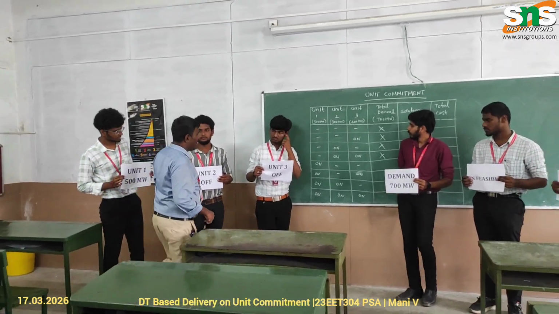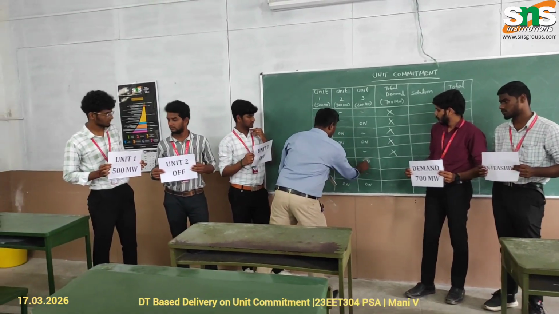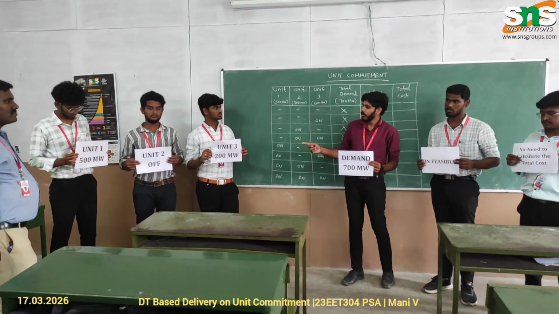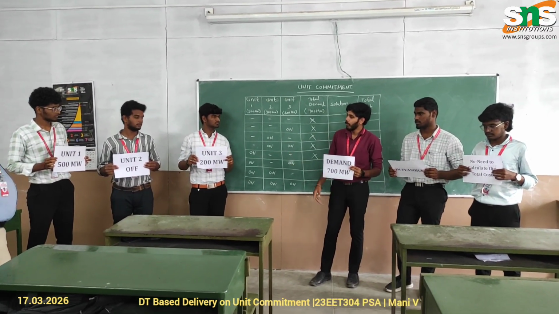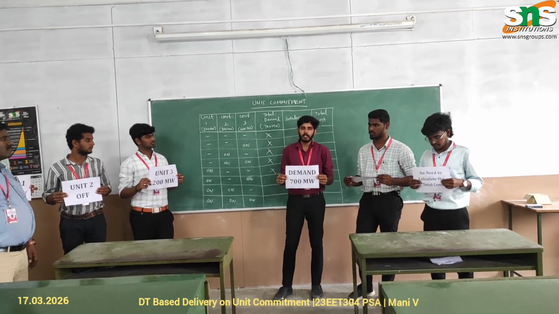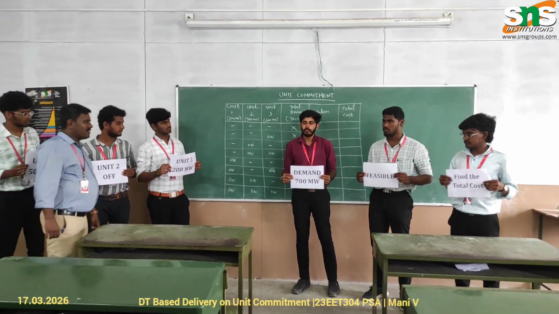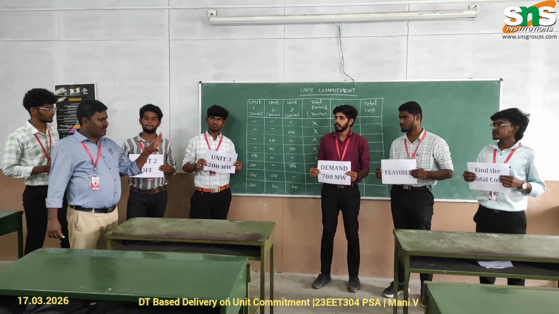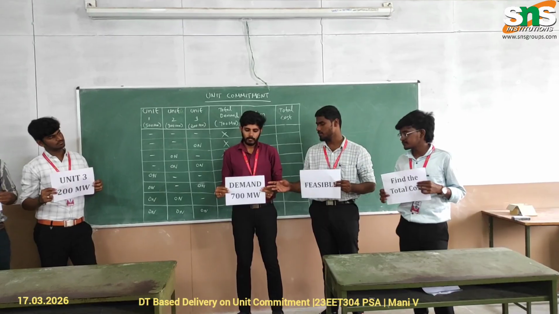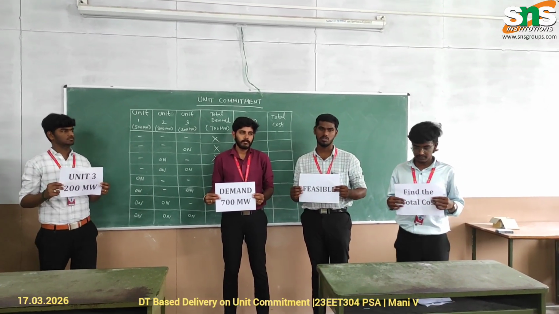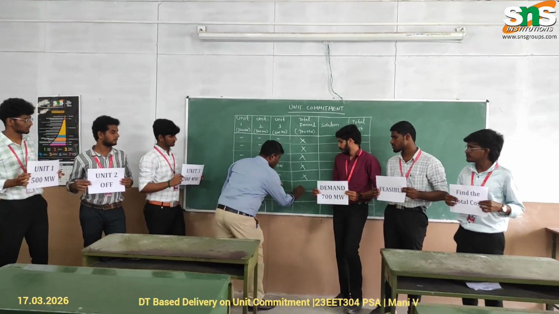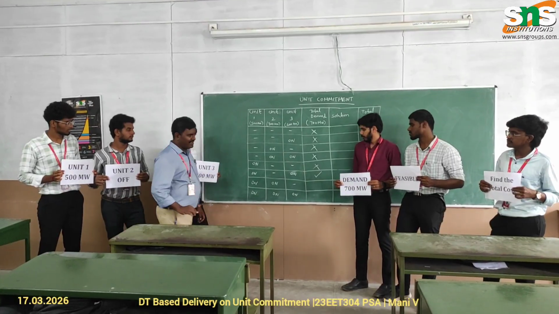Now unit 1 and unit 3 are turned on, and unit 2 is turned off. Unit 1 has 500 megawatt and unit 3 has 200 megawatt, so it is totally 700 megawatt. My demand is also 700 megawatt, and it attains my demand. Here the generation is equal to the load demand. Now the generating stations are meeting the demand of 700 megawatt, so it is feasible. As this is feasible, I need to calculate the total cost. So this solution is a feasible solution. We are getting only one feasible solution.